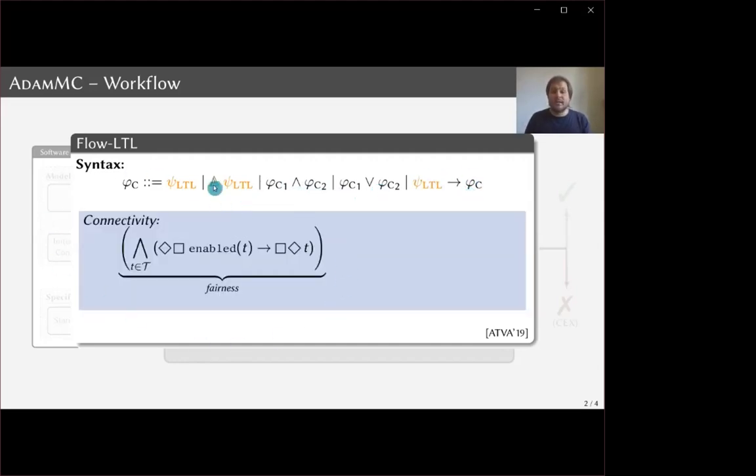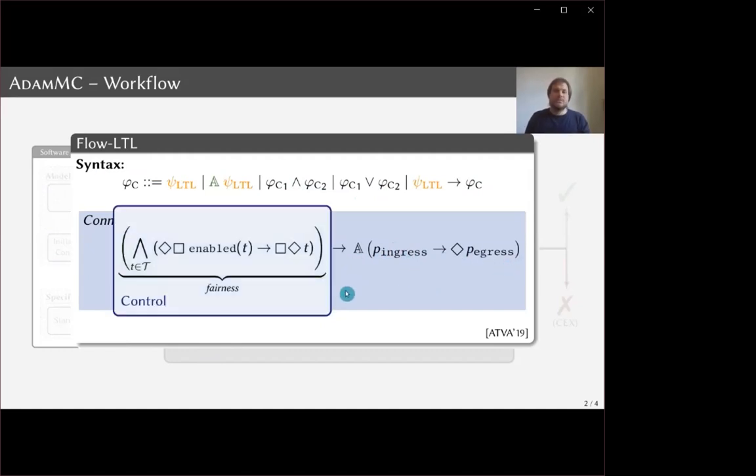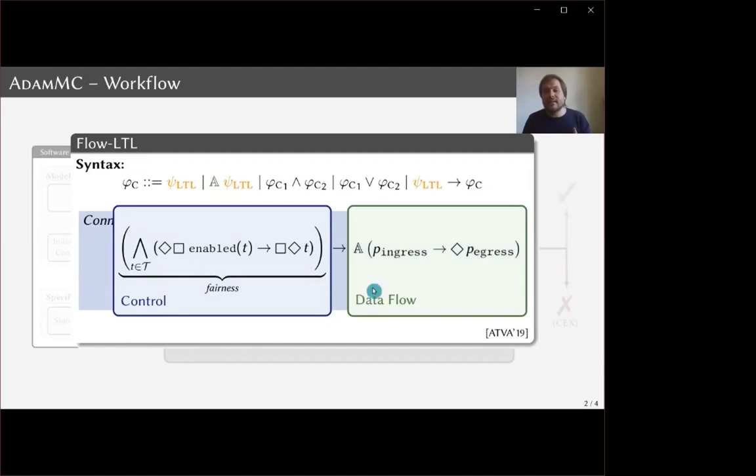For example, we can say something like, when all transitions in the system are fair, then we would like that all data flows which start in a specific ingress node should eventually reach a specific egress node. So the idea here is that we can select specific runs of the system with LTL, and then can reason about the data of these runs again with LTL.